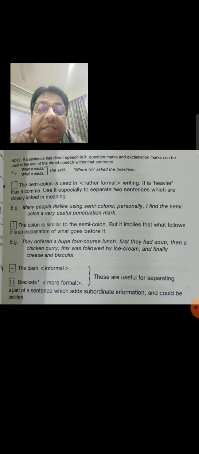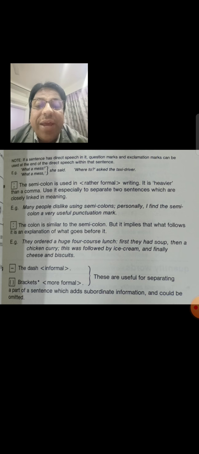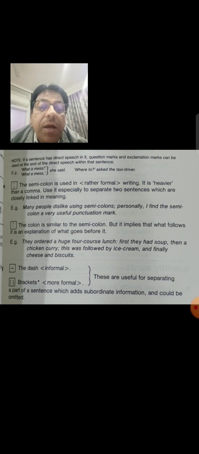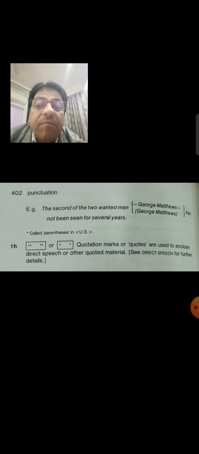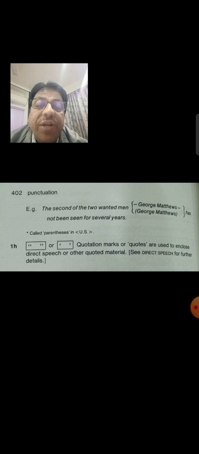Then finally, parentheses. We can use either dashes, or we can use brackets or commas. Dashes are informal and brackets are more formal, to mark off the parenthesis. The example here is: The second of the two wanted men. So we can have this man, the name John Matthews, either in dashes or in brackets. So the example is: The second of the wanted men, John Matthews, has not been seen for several years.